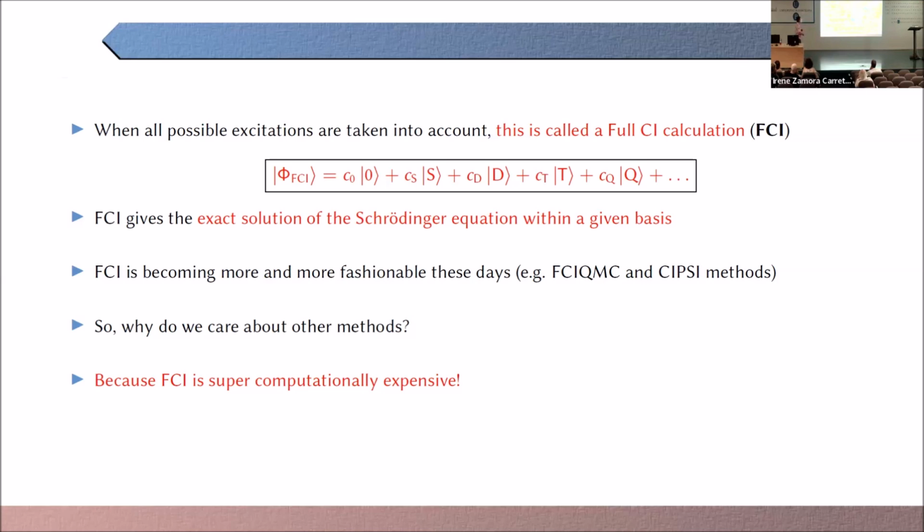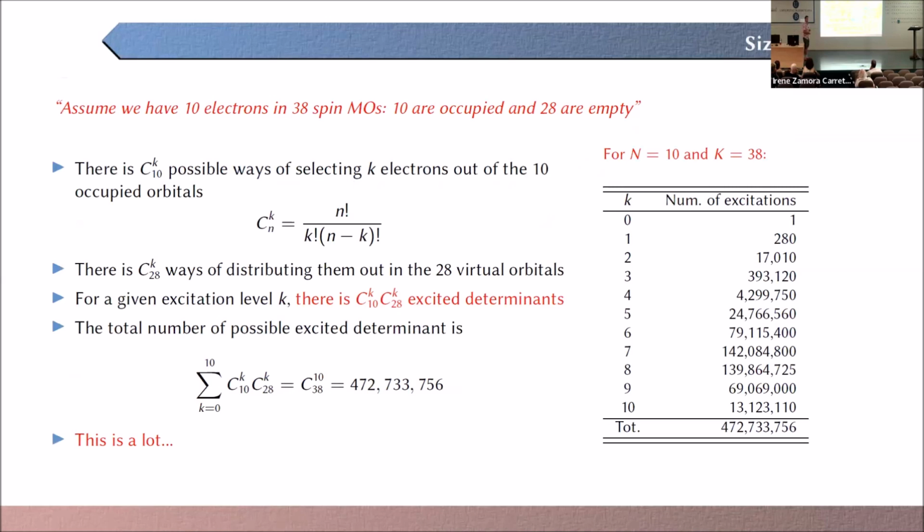All right, so why do we care about other methods? It's because full CI is very, very expensive. For example, if you take 10 electrons, which is like the water molecule in 38 spin orbitals, and you count the number of determinants that you can create, which gives you the size of the matrix that you have to diagonalize, it grows exponentially fast with the size of the system, which means that you're going to run out of memory pretty fast. Here it's already 500 million, and it's a very, very small system. So we have to find tricks to go beyond this and make it cheaper.